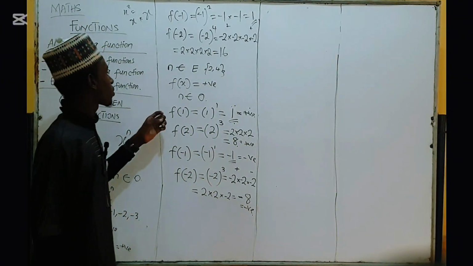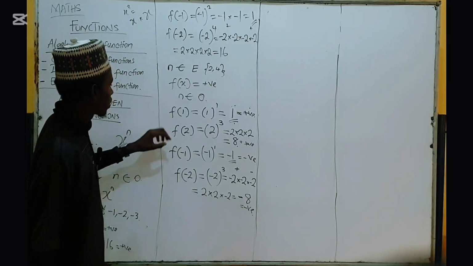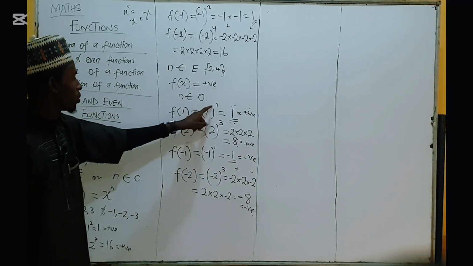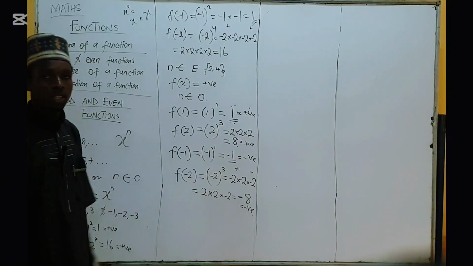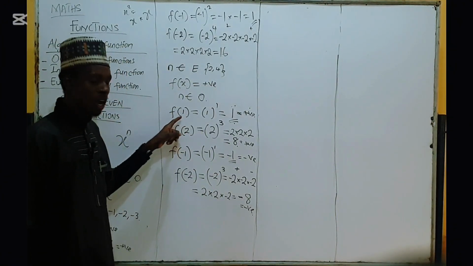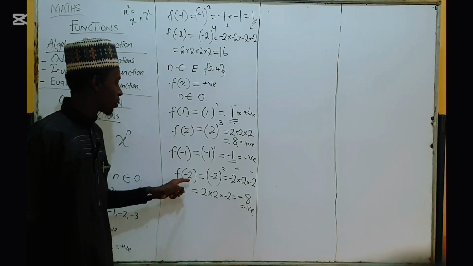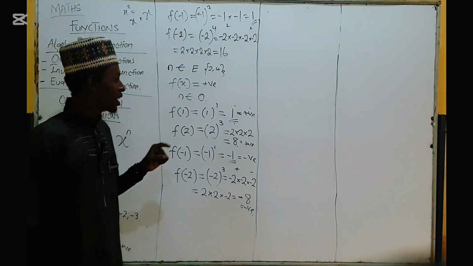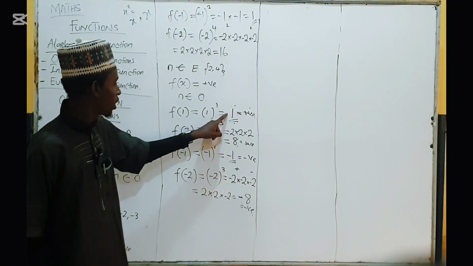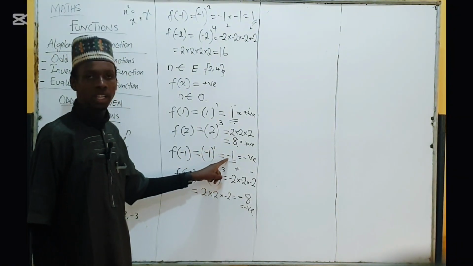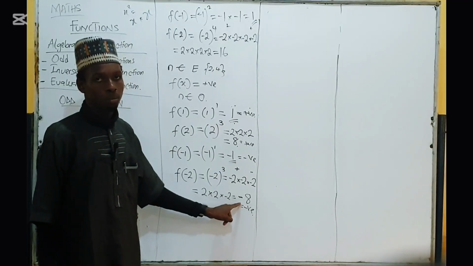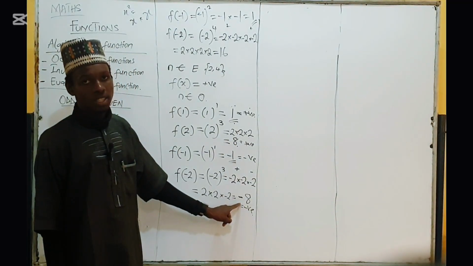Similarly, while when the power n of the function is odd, from odd numbers like 1 and 3 in this case, what happens? Once the sign is inverted from positive to negative, it produces what? Negative of the previous result. Like in this case, here it produces 1, while here it is what? Minus 1. Here it produces 8, while here it produces what? Minus 8. Do we understand?